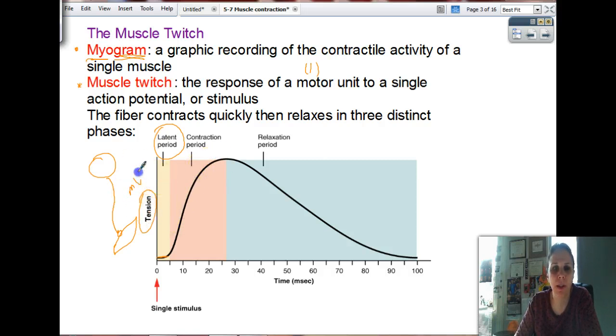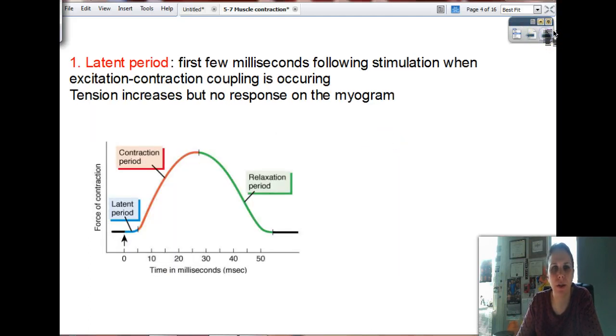You can also put millivolts over here because we're measuring the voltage of your muscle as well. And then as it goes up, we call that the contraction period. And then we have this nice slope down. That's called the relaxation period. So during a twitch, the fiber contracts very quickly and then relaxes, and it always shows up in these 3 distinct phases. So let's look at the phases.